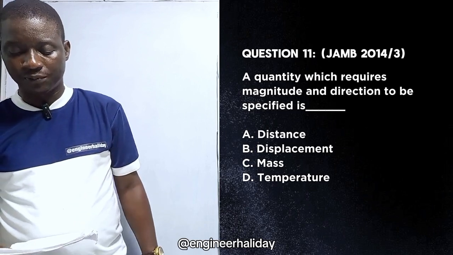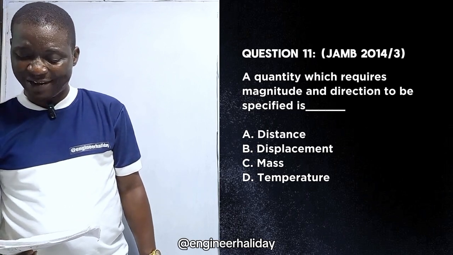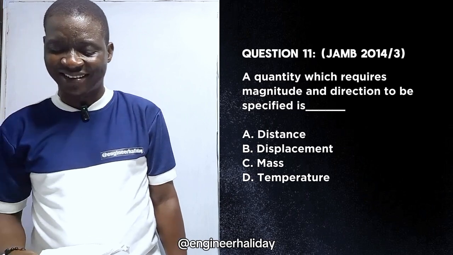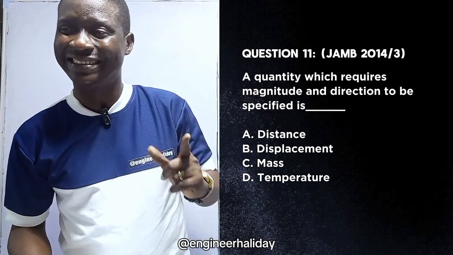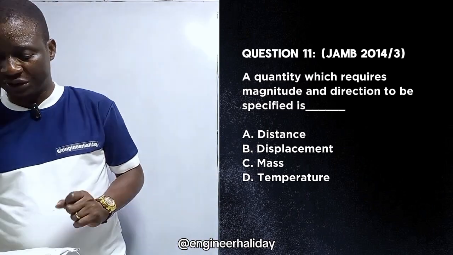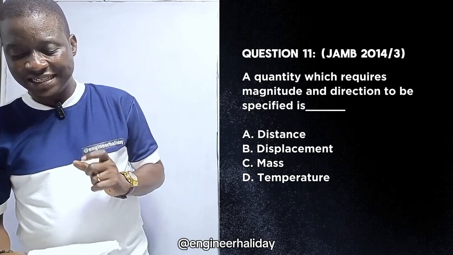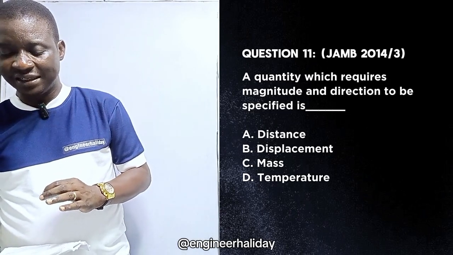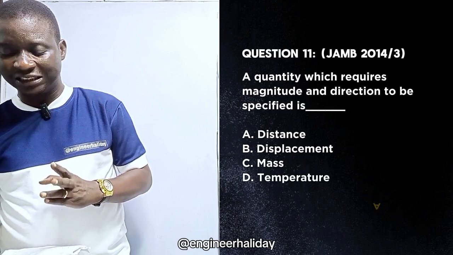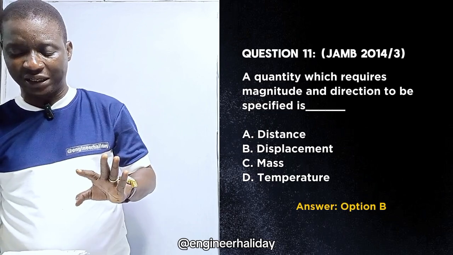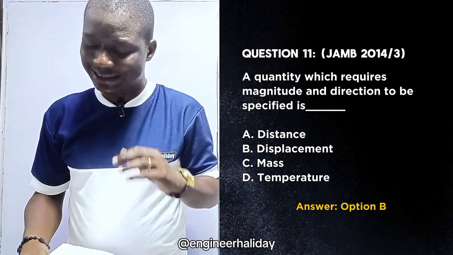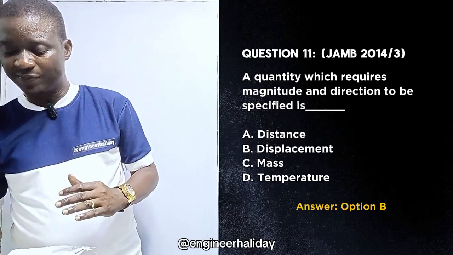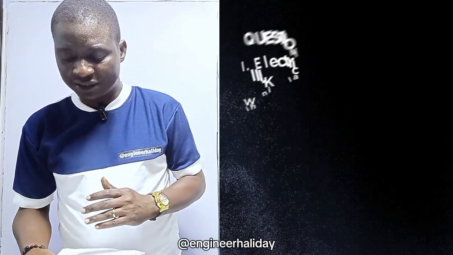Number 4, 2013. This one says a quantity which requires magnitude and direction to be specified. That is the definition of a vector quantity. Take note of that. A, distance. B, displacement. C, mass. D, temperature. Distance, mass, and temperature are all scalar. The only correct option there is option B, which is displacement.